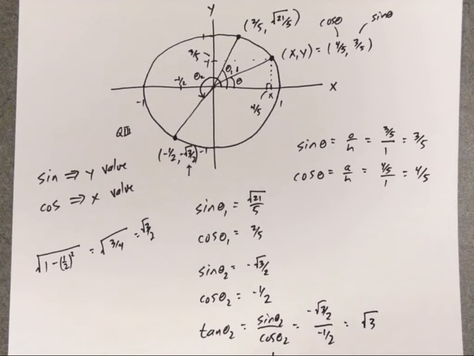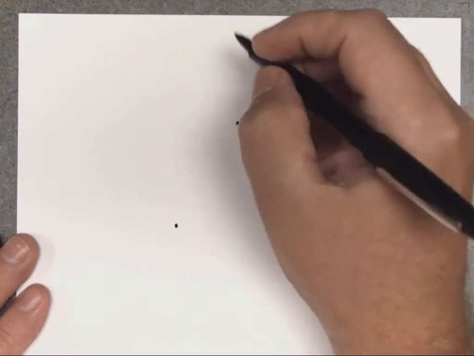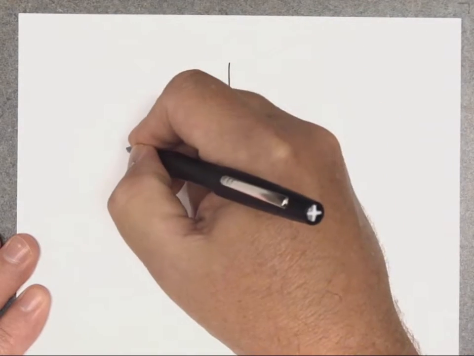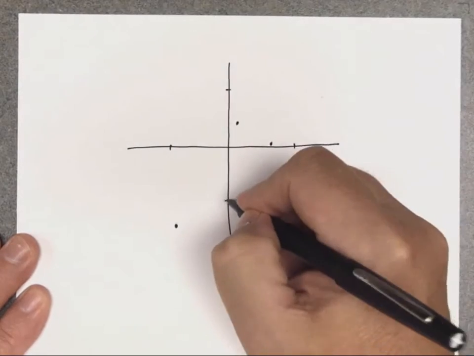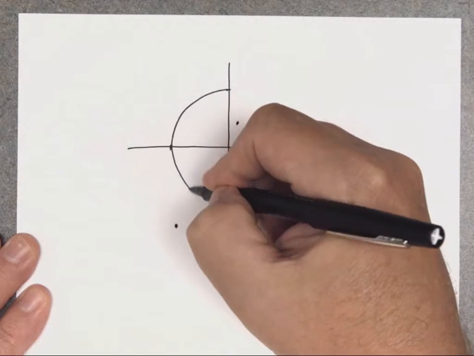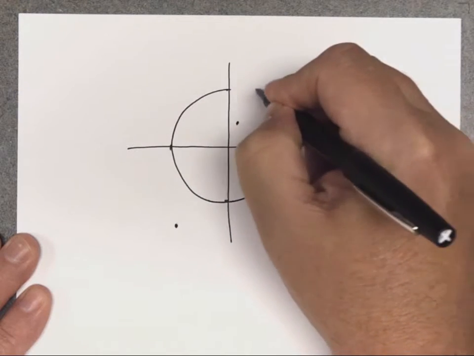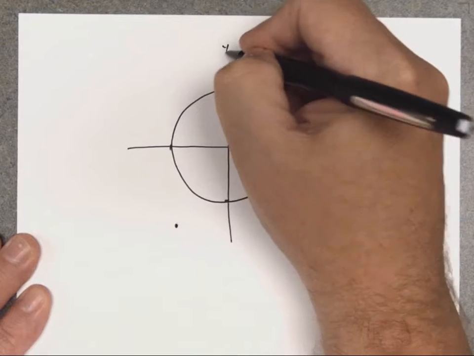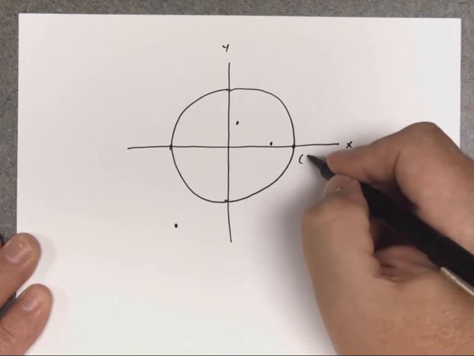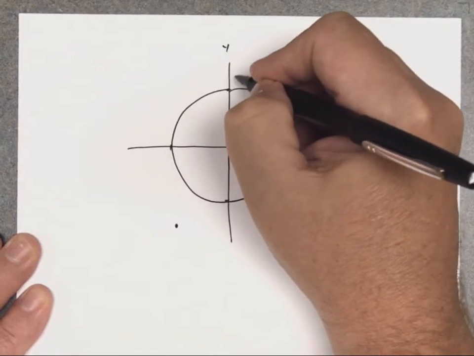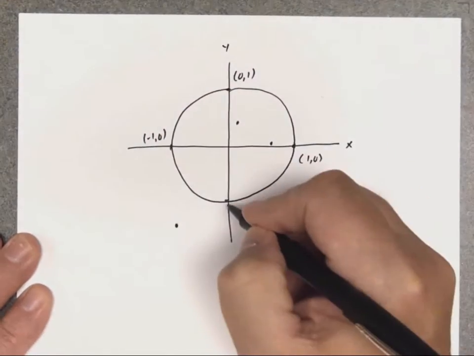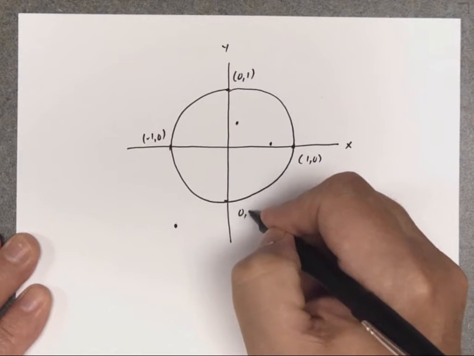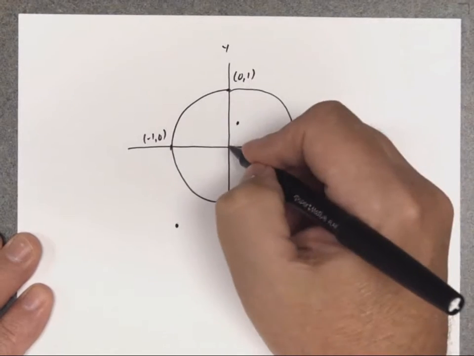Let me do one more example, just so you really get it down. Maybe I'll try and draw another unit circle. So this is x and y. This point right here is 1, 0. This up here is 0, 1. This here is negative 1, 0. This point here is 0, negative 1, right? Just the x and the y.